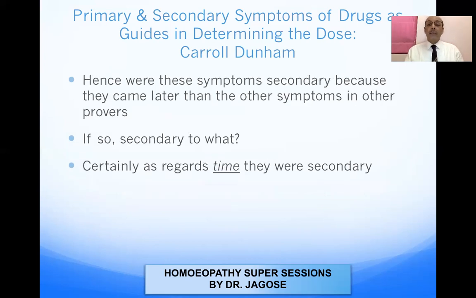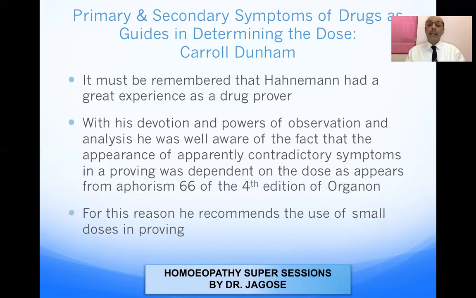Were these symptoms secondary because they came later than the other symptoms in other provers? If so, secondary to what? Certainly as regards time, they were secondary. It must be remembered that Hahnemann had a great experience as a drug prover. With his devotion and powers of observation and analysis, he was well aware that the appearance of apparently contradictory symptoms in a proving was dependent on the dose, as appears from reference 66 of the 4th edition of the Organon. For this reason, he recommends the use of small doses in proving.